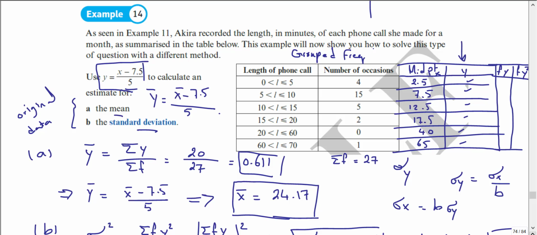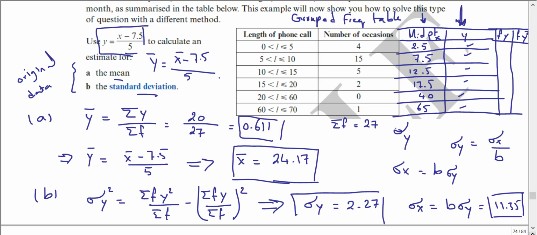In grouped frequency tables we have frequencies, 4, 15. This is frequency, like n. Sigma f is like n. Here we have to get the midpoints, because I don't have the data. The data is the midpoint. So I get the midpoint this way, then I do the coding here, I get y, the coded data, and I continue as normal.